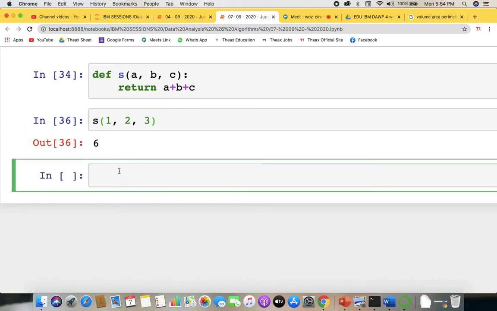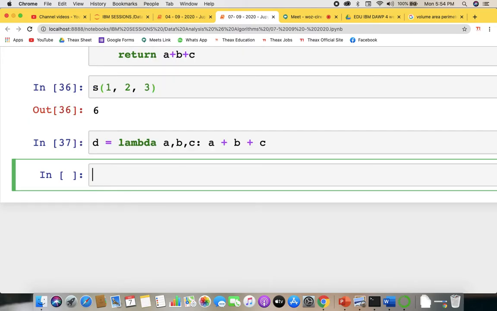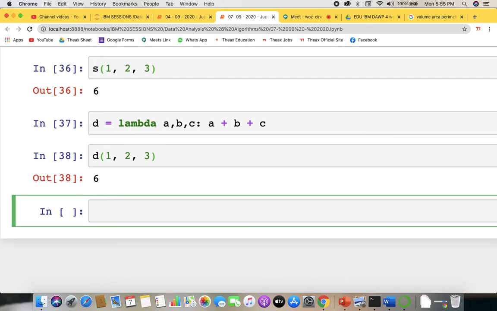Similarly, if I say c is equal to lambda, and I take three parameters a, b, and c, and then write what is to be returned, a plus b plus c, let's say to d, that's a lambda function, basically. So if I say d of 1, 2, 3, what am I going to get? 6. Clear to everyone? Having any doubts still, you can ask.